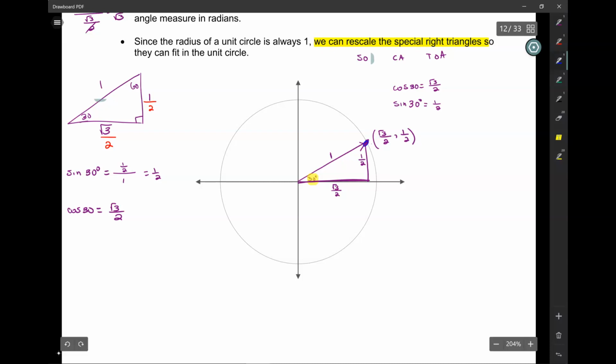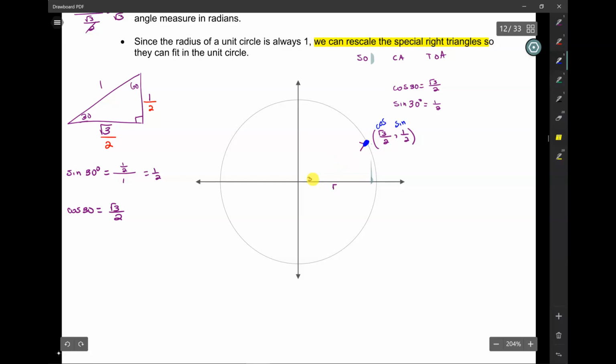So the point on the unit circle, where if you have a 30-degree angle, the point that it intercepts on the unit circle, the coordinates of that point are the cosine and the sine. Okay? So now, suppose instead of a 30-degree angle, suppose now I have a 60-degree angle.